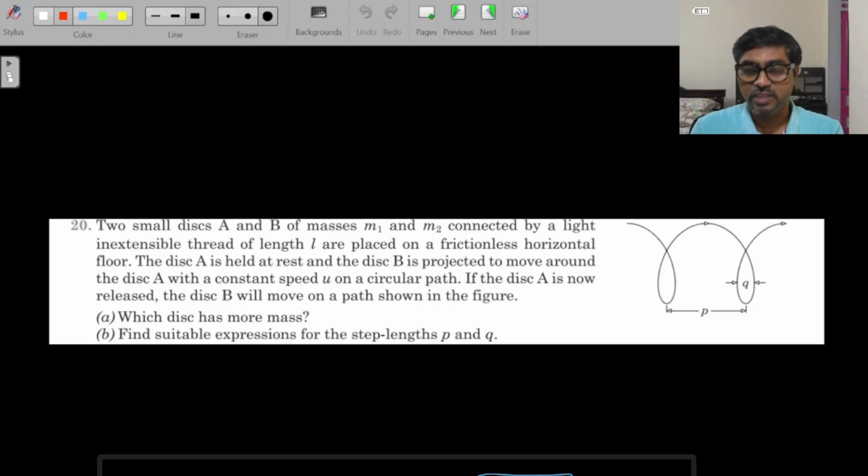First question, which disc has more mass? Knowing the path of B is like this, which mass is more, M1 or M2? That is the first part. The second one is, find the suitable expression for the step lengths P and Q. You have to calculate and find an expression, figure out how you can calculate P and Q. That's the problem here. Let's get into the solution.